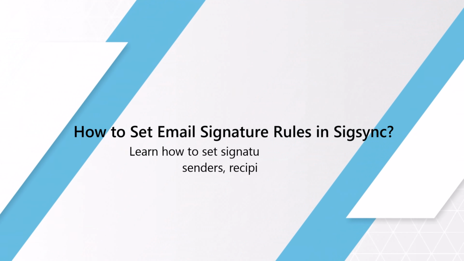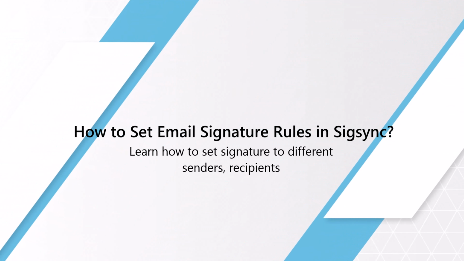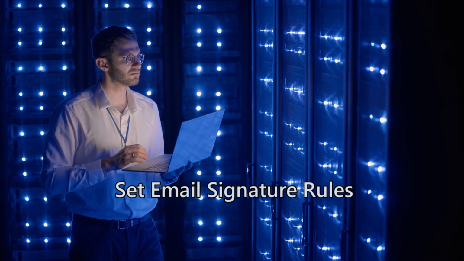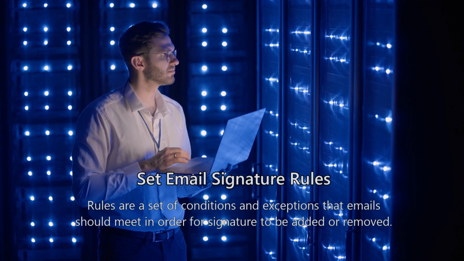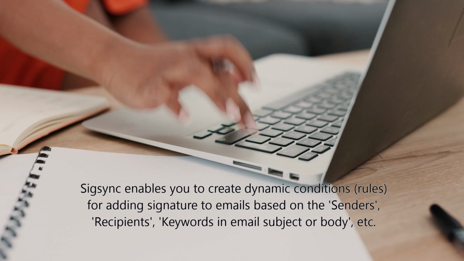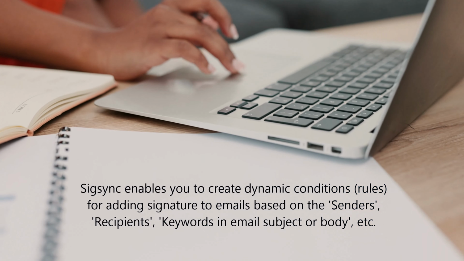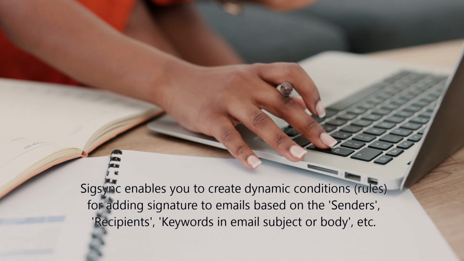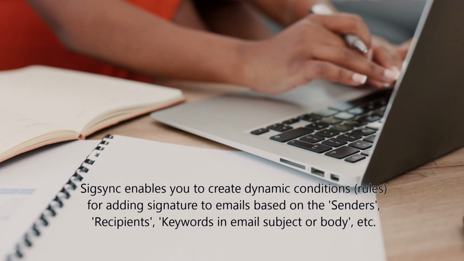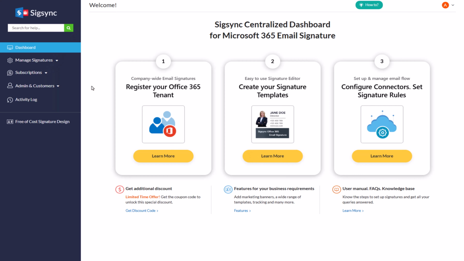This video demonstrates how to set email signature rules in Sigsync. Rules are a set of conditions and exceptions that emails should meet in order for signatures to be added or removed. Sigsync enables you to create dynamic conditions for adding signatures to emails based on the sender's, recipient's, keywords in the email subject or body, etc. Let's see how to configure signature rules in Sigsync.